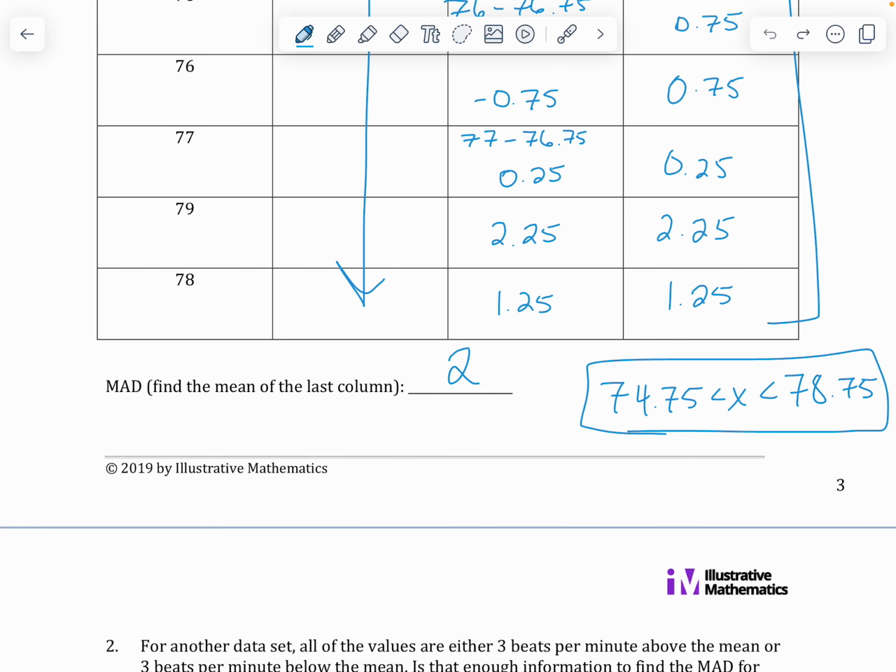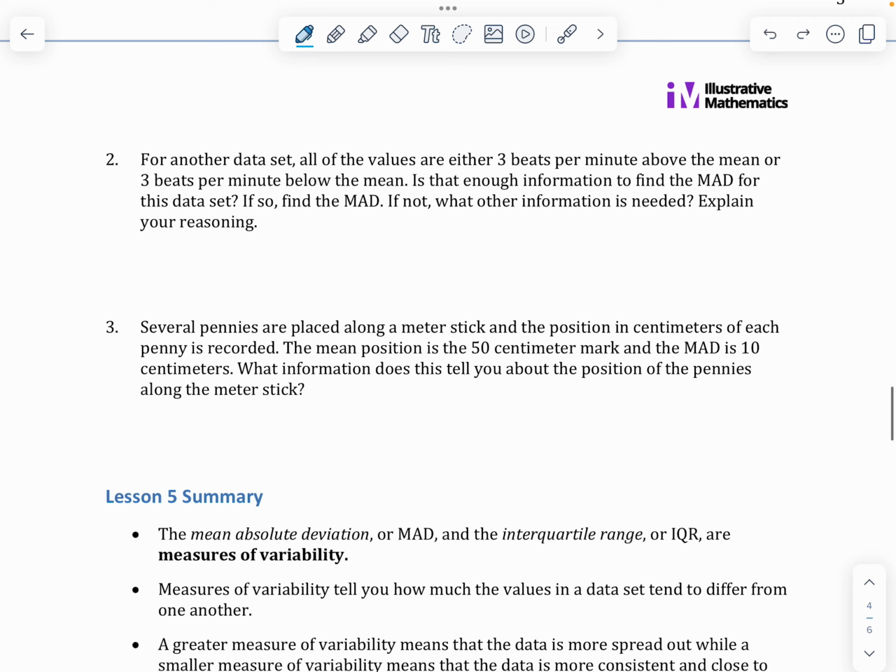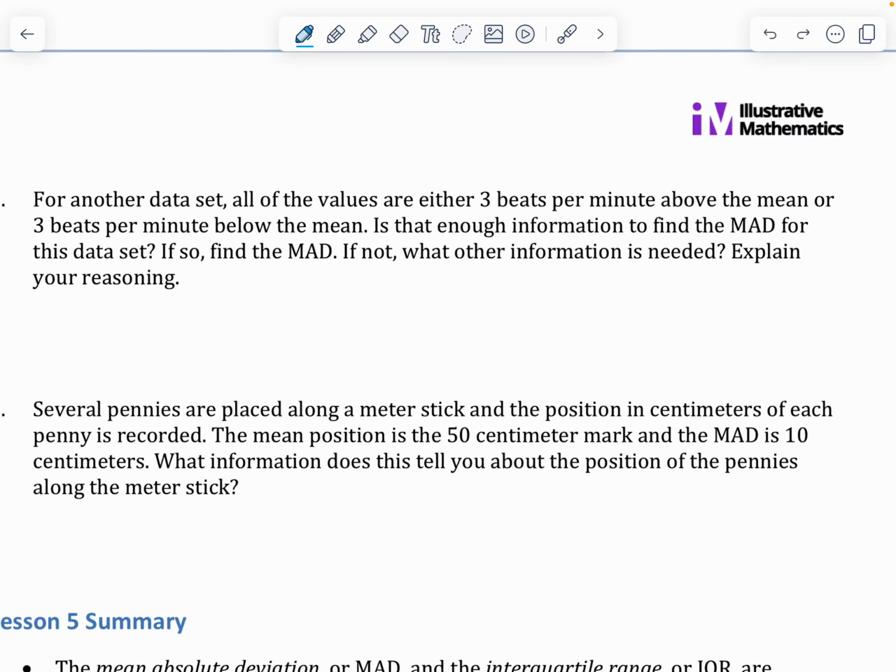Okay, all right. Lastly, let's look through 2 more examples here. It says for another data set, all the values are either 3 beats per minute above the mean or 3 beats per minute below the mean. Is that enough information to find the MAD for this data set? If so, find the MAD. If not, what other information is needed?